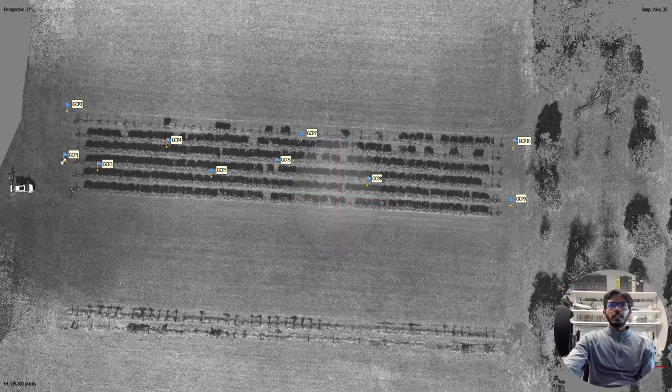This is the dense point cloud generated during photogrammetric processing. It contains millions of 3D points representing the vineyard surface. Ground control points are used to improve spatial accuracy, ensuring that all derived products, DSM, DEM, and orthomosaic, are correctly aligned in real-world coordinates.